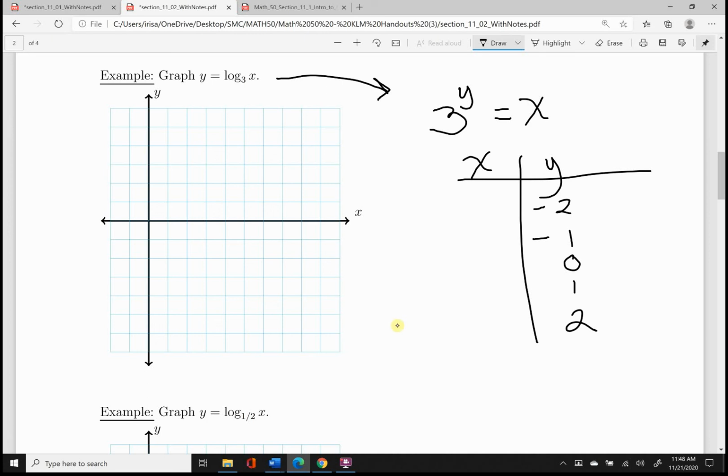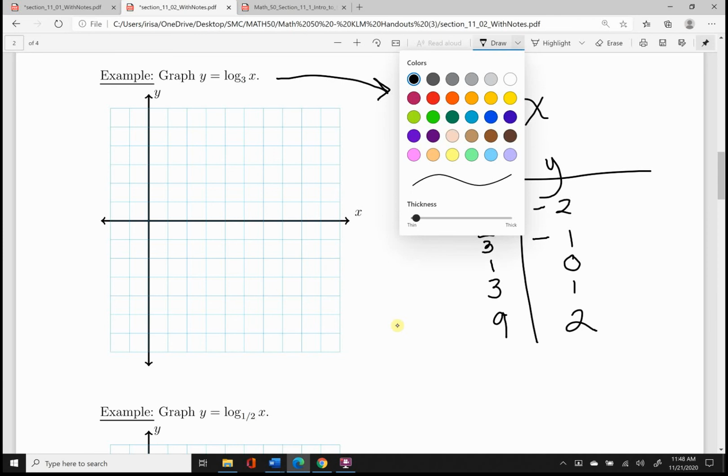Okay, so -2 in there. So what's 3 to the -2 power? Well, that's the same as 1 over 3 squared. 1 over 3 squared is 1/9. There you go. -1, 3 to the -1 power is 1 over 3 to the first power, or 1/3. Boom. To the 0 power, that's a 1. 3 to the first power is 3. 3 to the second power is 9. So hopefully that wasn't too fast. If you want to do some side work to actually perform these calculations, by all means do so.